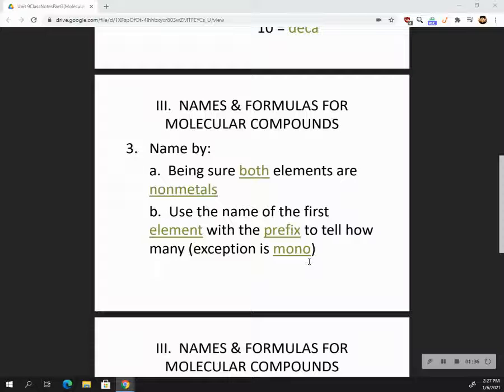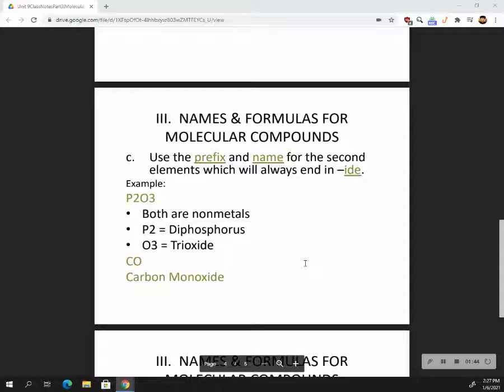We don't do carbon oxide because that would declare that it is an ionic compound, which we know it's not because carbon is not a metal. So we use the prefix in the name on the second one. You always end it in "ide" because technically, like we said, all of these are going to be anions, but we always end it in "ide" because of that.